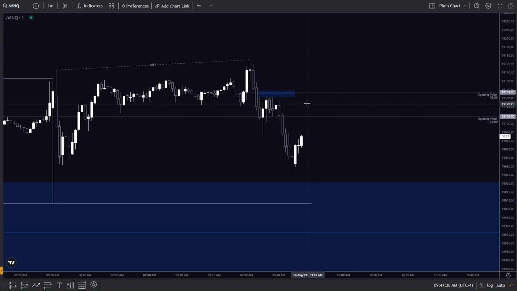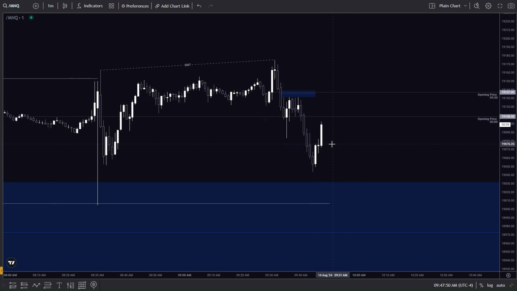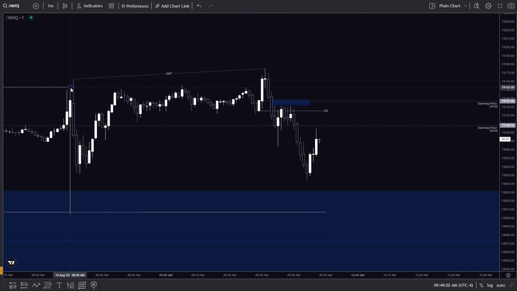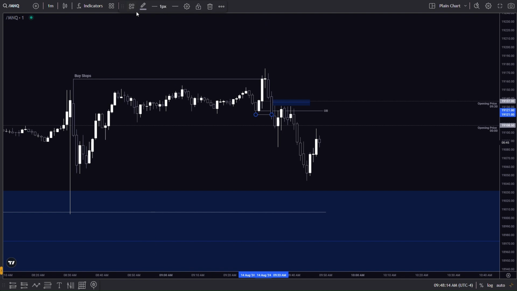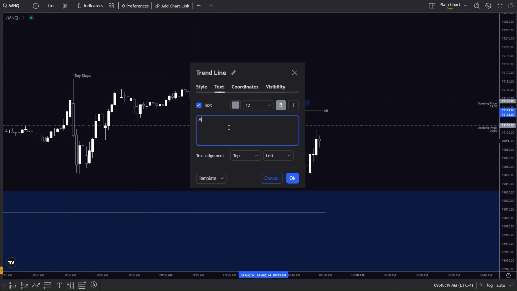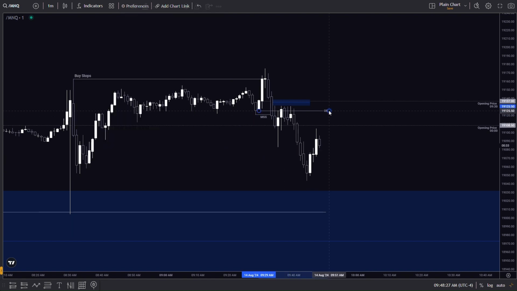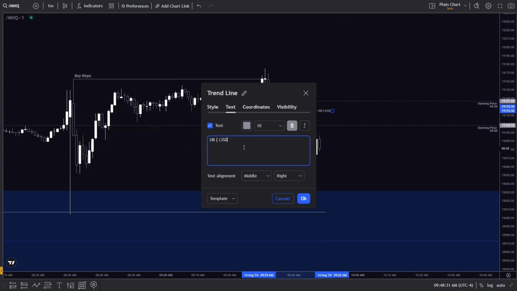Alright, so I'm going to be talking about propulsion blocks, and what they are is an order block that retests another order block. So as you can see here, we have this bearish order block right here. Now, why is this an order block? Because we swept liquidity here, right? We swept this liquidity, and we also formed a market structure shift to the downside. So this order block is our CISD.